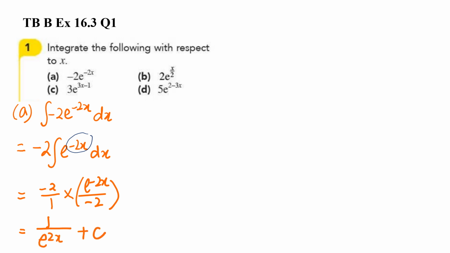So let's do a recap. This is very important. You must be able to convert a to the power of -n to 1 over a to the power of n, and vice versa, both ways. It's very useful. Right, let's look at b.